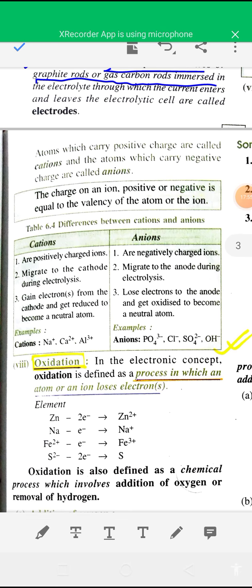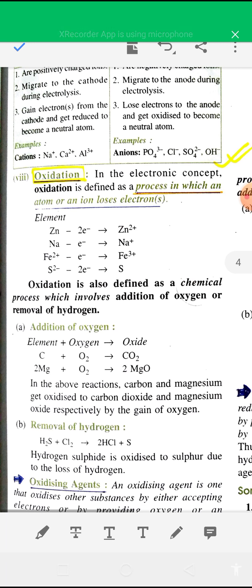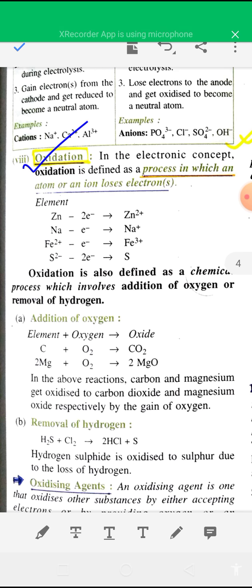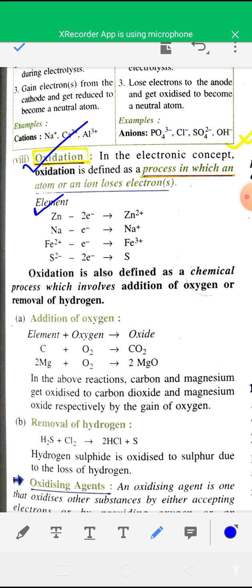Cations are positively charged, anions are negatively charged, and the terms oxidation and reduction you have already studied in lower class. Here in electrolysis, you have to remember the definition of oxidation in terms of electrons. Oxidation means removal of electrons, or losing of electrons. Oxidation is the process in which an atom or an ion loses electrons. For zinc, when zinc loses 2 electrons, it forms Zn2+.